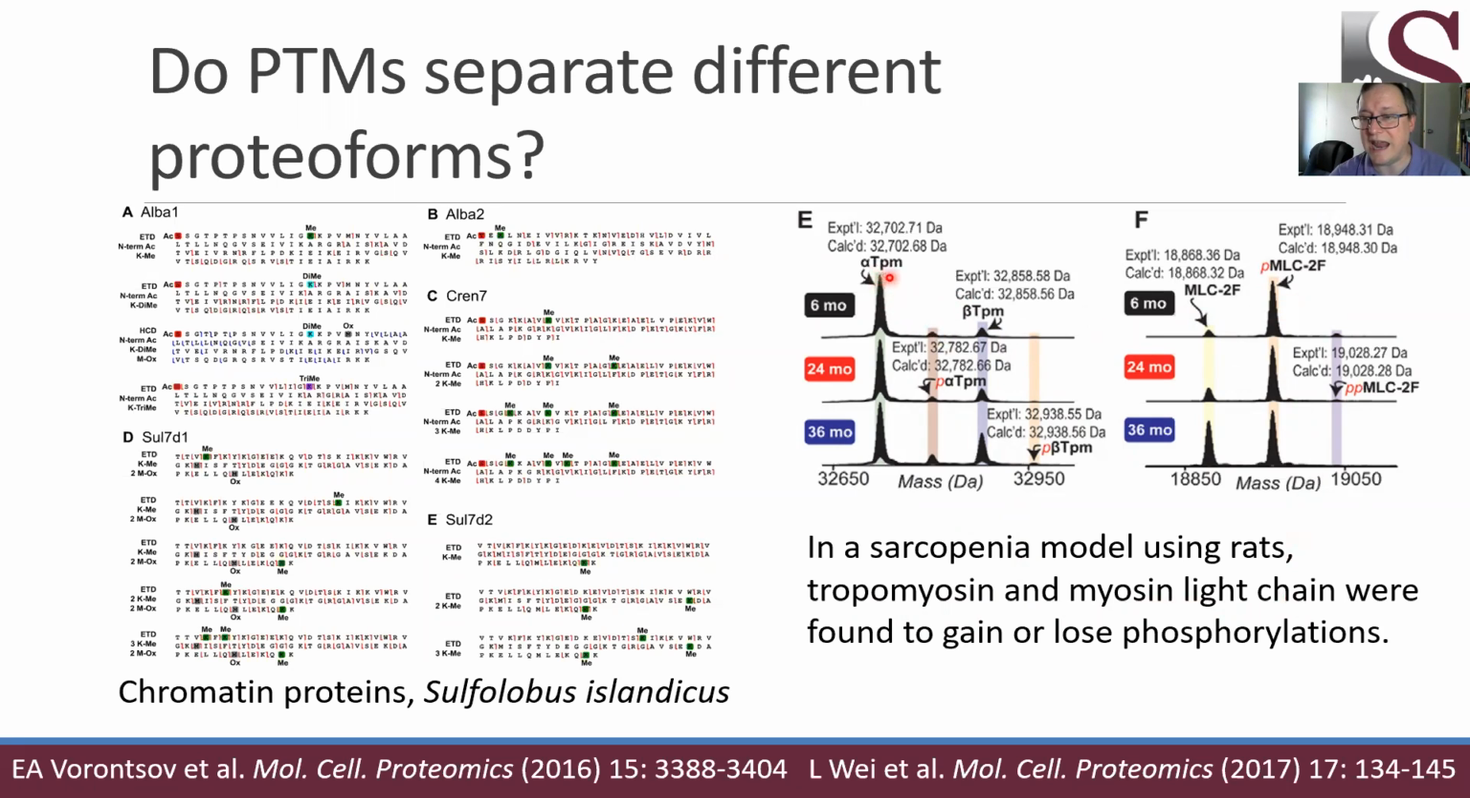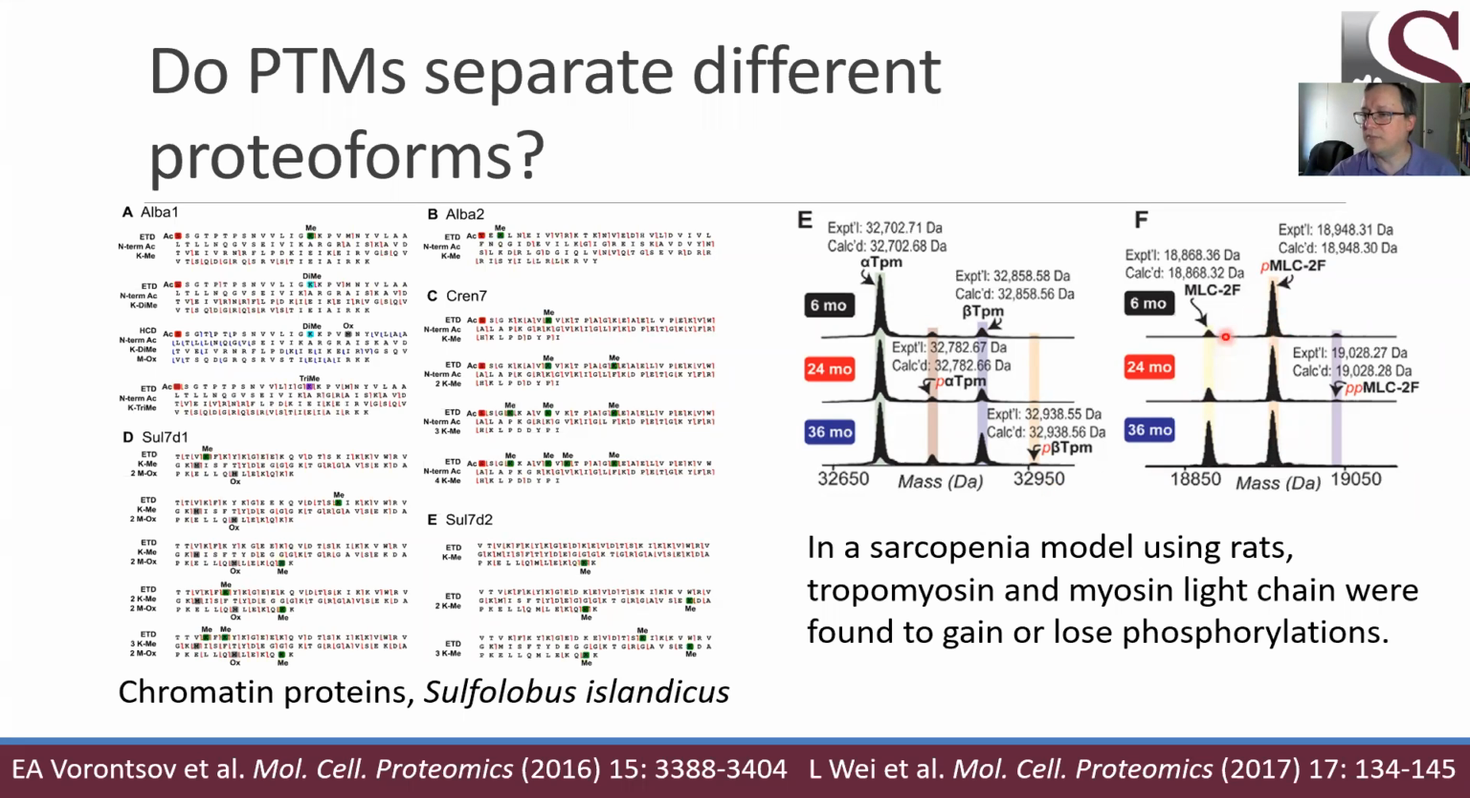Here we see that alpha tropomyosin shows up in two different places. Here we have the normal form. Here we have it after it's been phosphorylated. The beta tropomyosin is present in an unmodified form and in a phosphoform. So we're able to ask, from the 6-month to the 24-month to the 36-month cohorts that we're looking at, we see a different amount of phosphorylation occurring in some of these cases.